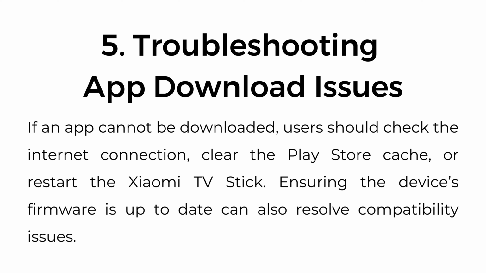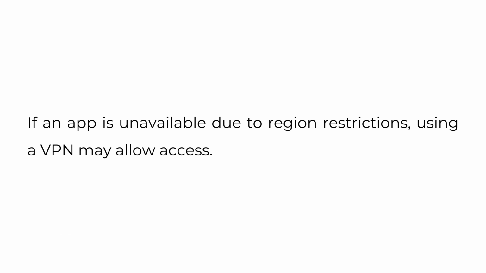5. Troubleshooting app download issues. If an app cannot be downloaded, users should check the internet connection, clear the Play Store cache, or restart the Xiaomi TV Stick. Ensuring the device's firmware is up to date can also resolve compatibility issues. If an app is unavailable due to region restrictions, using a VPN may allow access.